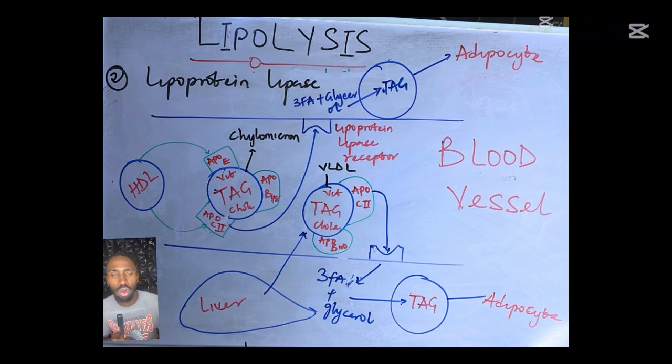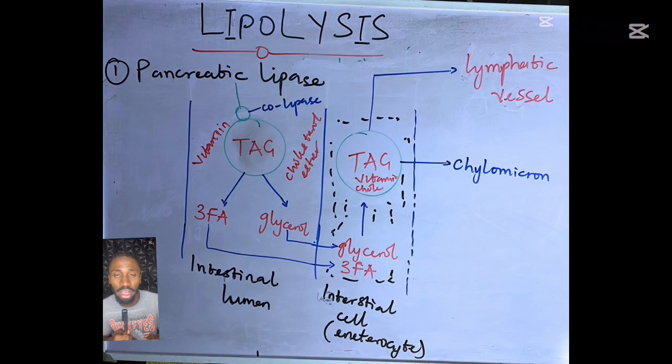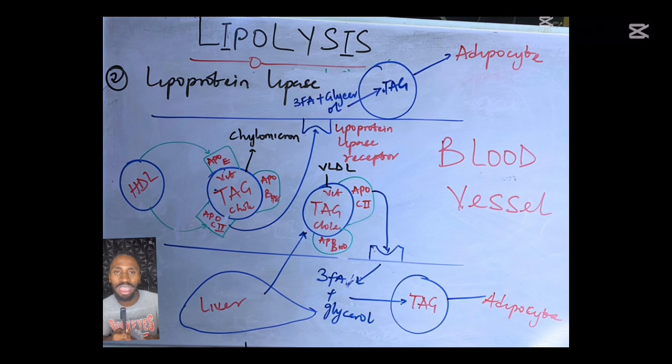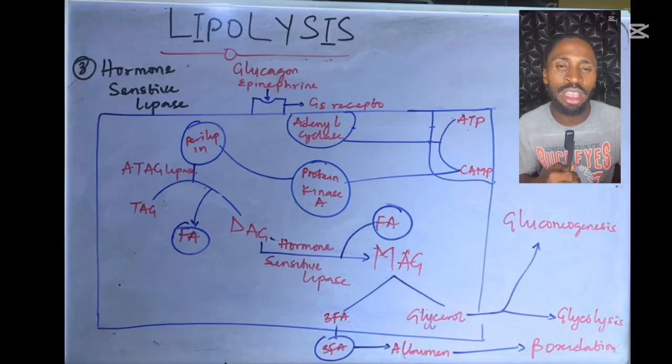Simple. So now we have talked about the pancreatic lipase and the lipoprotein lipase receptor in the blood vessel. These two do the same thing, but for the enterocyte, the products are recoupled back and incorporated into the chylomicrons, while in the bloodstream they bind using apo C2 to the lipoprotein lipase receptor on the blood vessel, and they are recoupled back as TAG in the adipocyte. Now the last one is the what?